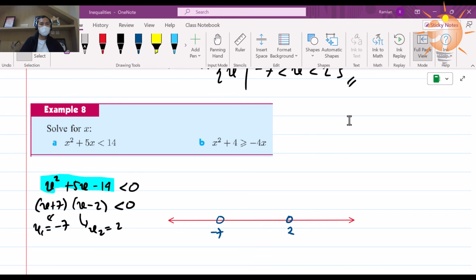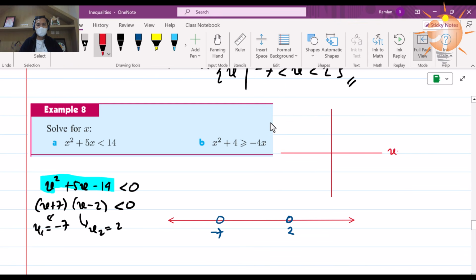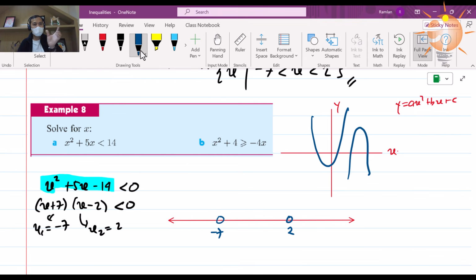Okay, now I'm going to show you the shortest way to solve this inequality in terms of quadratic. Now we have to learn that in a quadratic function, the graph of a quadratic should always be a parabola, right? So for example, if I have an x and y axis like this, and I have y equals ax squared plus bx plus c, the graph should be like this or like this. So there are only two shapes, parabolic going up and parabolic going down. The direction is determined by this a over here.